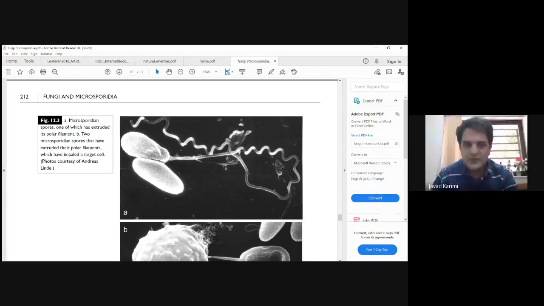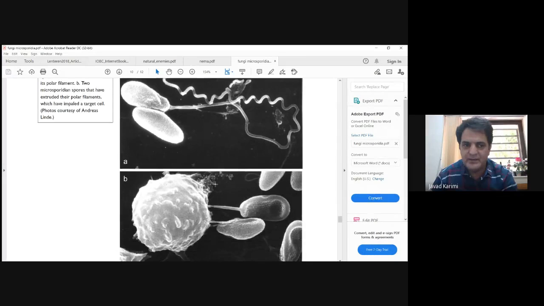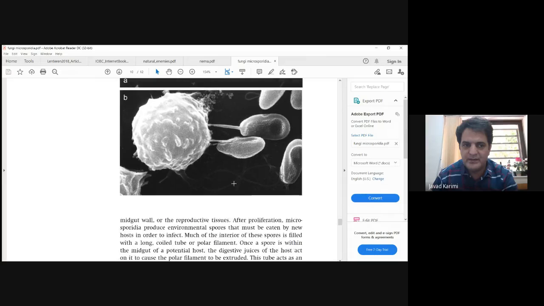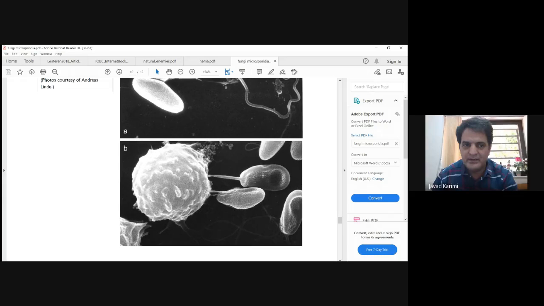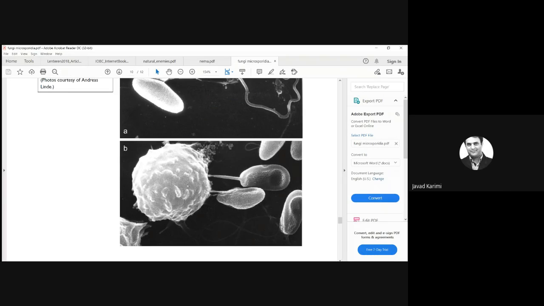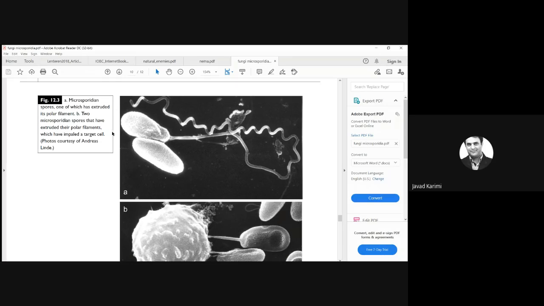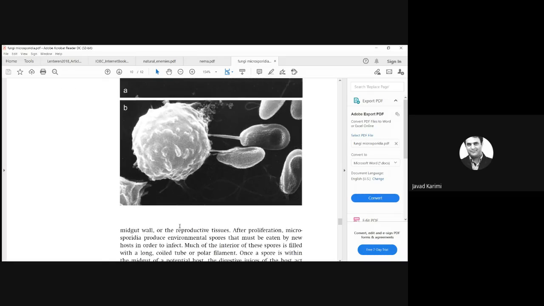This is a spore, and this is a polar filament. It can infect the insect. Here you can see a spore of Nosema, and you can see the cell here. This is a Microsporidium spore which has infected the insect cell and starts to infect the insect.